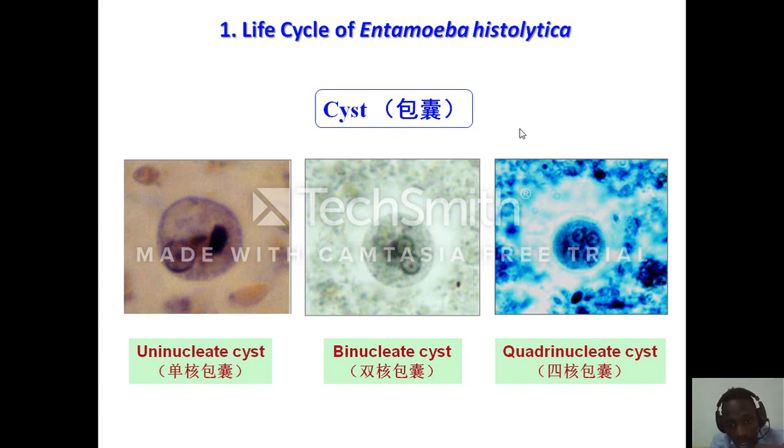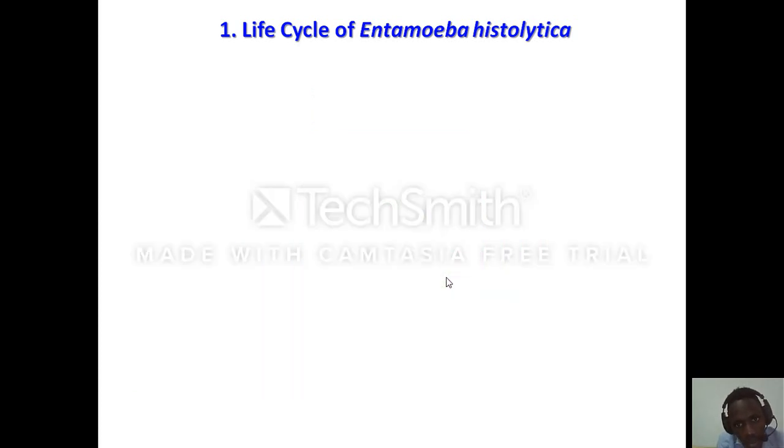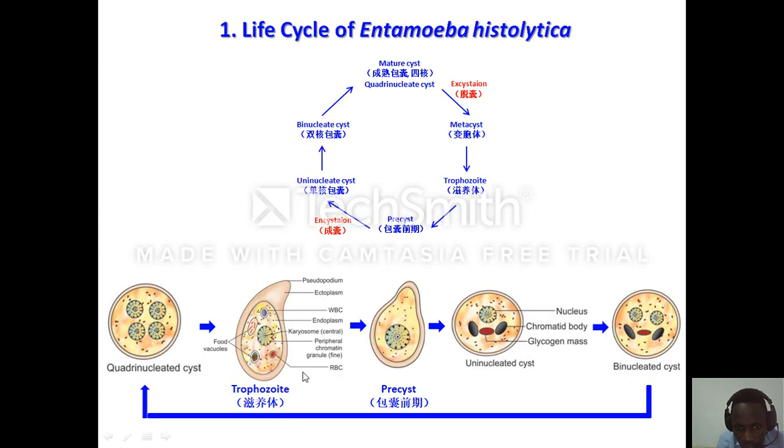A quick recap. The trophozoite has red blood cells, but the cysts do not have red blood cells. The trophozoite has white blood cells. The cysts do not have white blood cells in them. So you can see trophozoite: white blood cells, red blood cells. Cyst: no white blood cells, no red blood cells. And then the cyst has chromatin bodies. You can see them, but you can't see the chromatin bodies in the trophozoite.